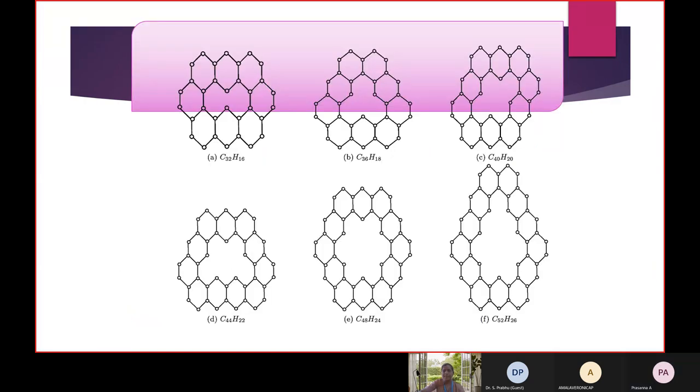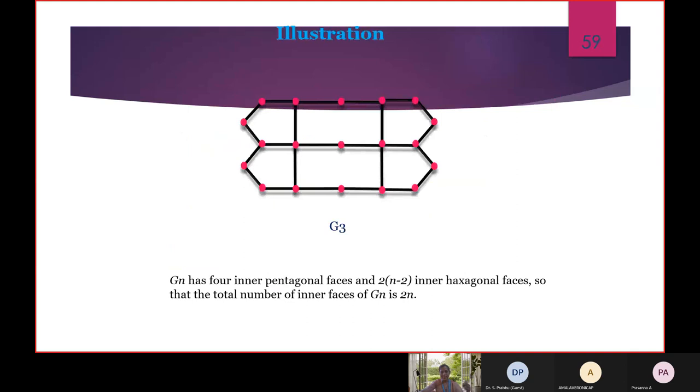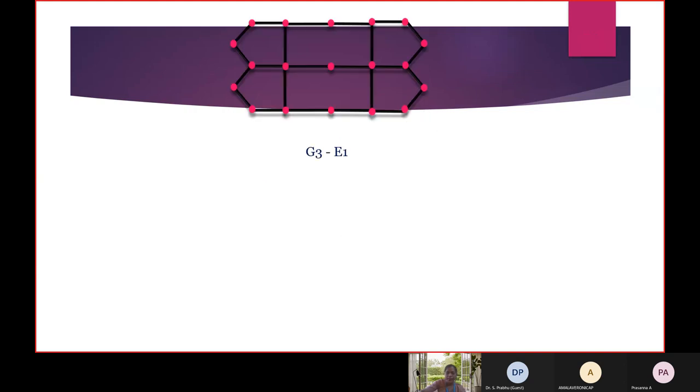Therefore, for this type of structures, we apply another technique. See, this is the illustration. Suppose you take a cut, therefore E1 consisting of the first edge, second edge, third and fourth. That E1, if you remove these edges, E1 consisting of these 6 edges, then after the removal there are many graphs, not only one graph, many segments of graphs are there.